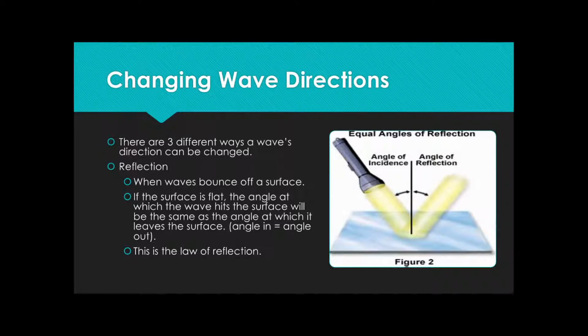That is reflection. If a surface is flat, the angle at which the wave hits the surface will be the same as the angle at which it leaves the surface. So the angle in is equal to the angle out. This is what we call the law of reflection. If you look at that picture, this is exactly what I was just saying. If you want to test this theory, go into your bathroom with a flashlight, turn off all the lights, and flash the flashlight into your mirror and see if it's reflecting at about the same angle that you're putting it in.